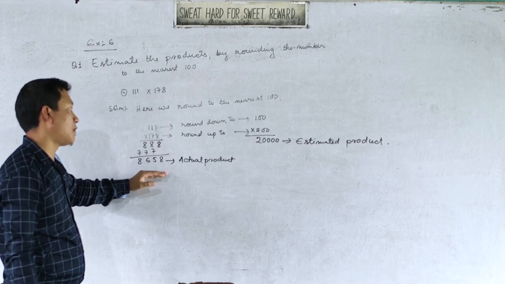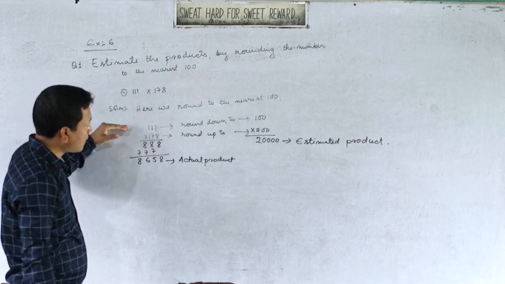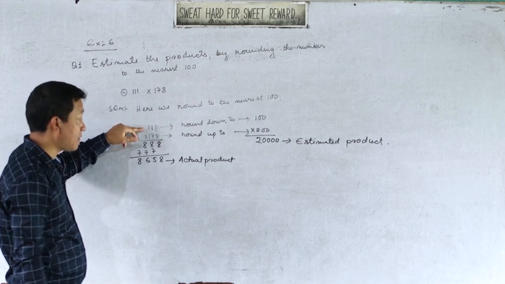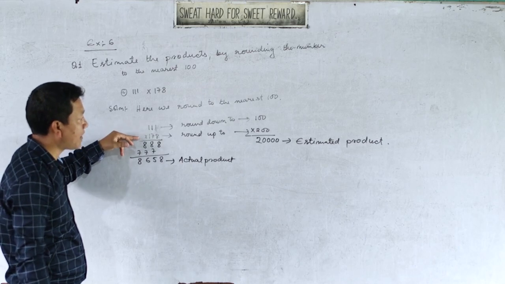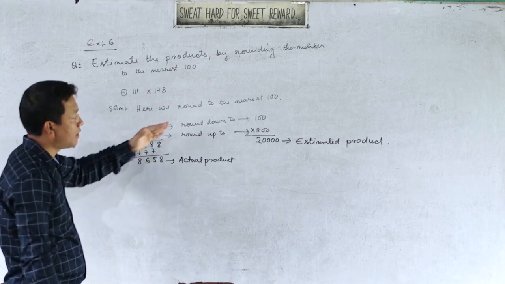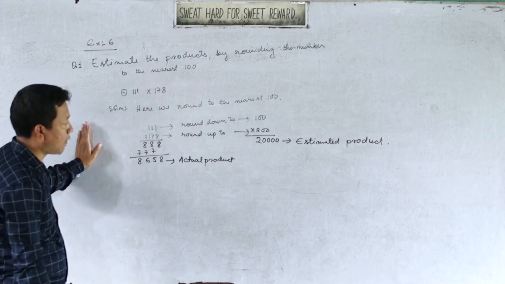You should round it off, the multiplicand and the multiplier separately. Multiplicand, I'm also multiplying here separately. Round off the work and we should do the exercise. Okay, the remaining questions do at home.